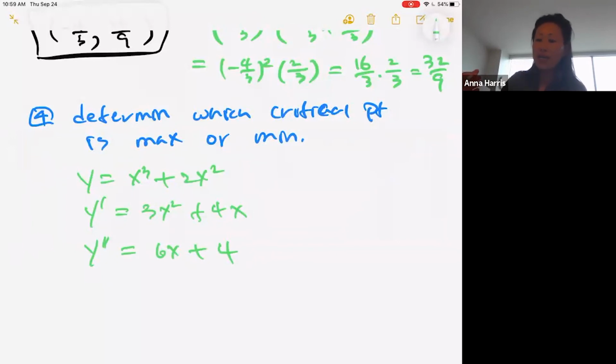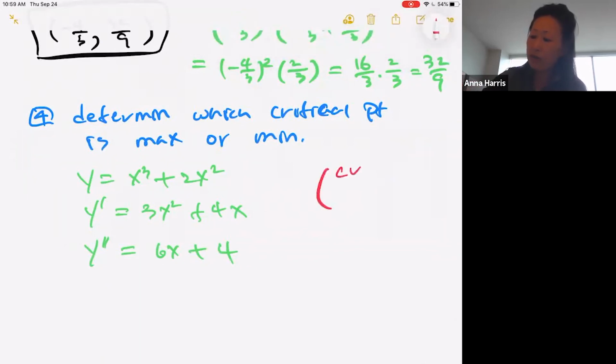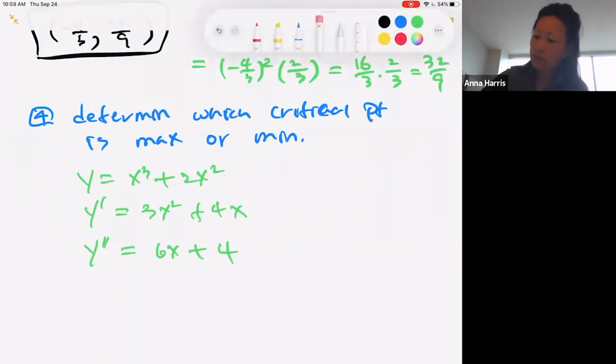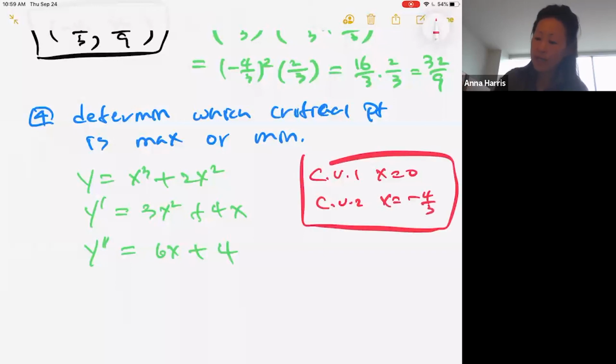We're going to plug in our 2 critical values, right? So what was a critical value? Remember, we had 2 critical values: critical value 1 is x equal to 0, and critical value 2 is x equal to negative 4/3. So we have these 2. I'm going to plug them in here.